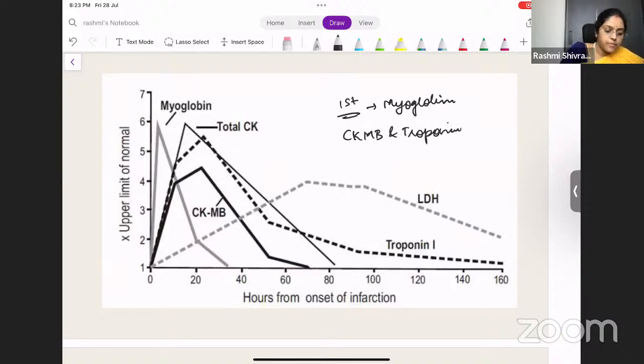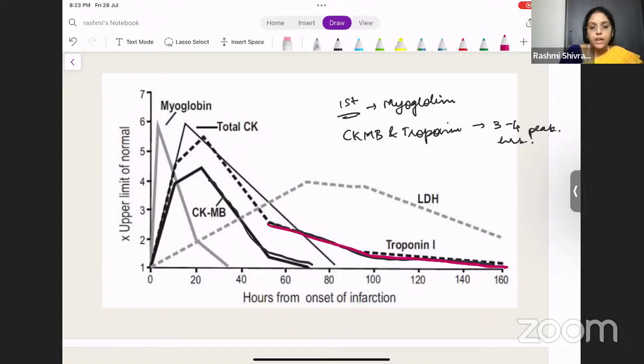These are more or less similar. They come into the blood circulation and reach their peak within 3 to 4 hours. But there is a difference between CKMB and troponin. The CKMB comes back to its normal levels earlier, but troponin takes a long time to come back. As you can see here, the troponin takes a lot of time to come back to normal, but the CKMB is coming back to normal here itself. So what does this mean? This means that when a person is having an MI today, you check the troponin levels and the CKMB levels will both be increased.